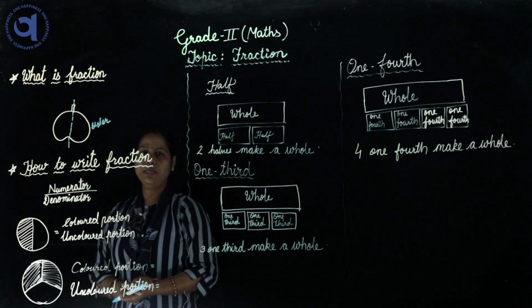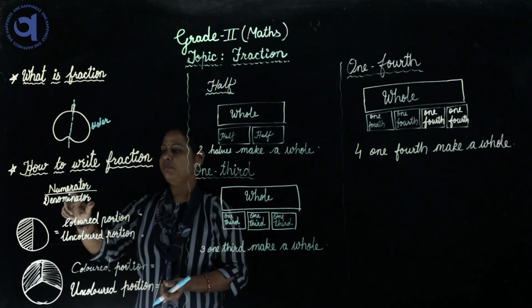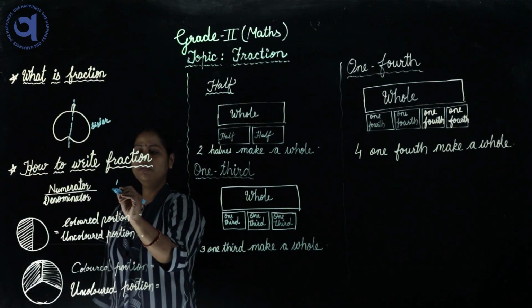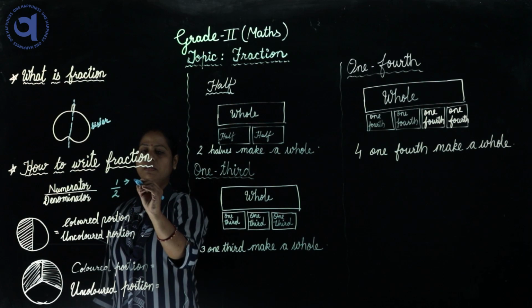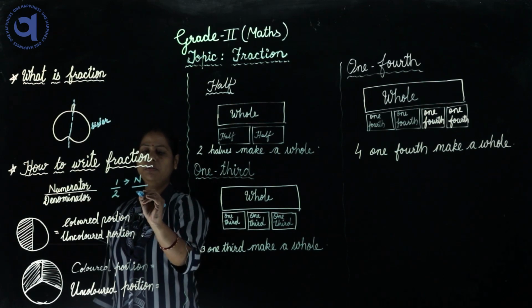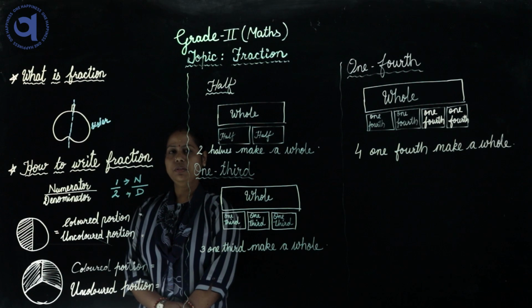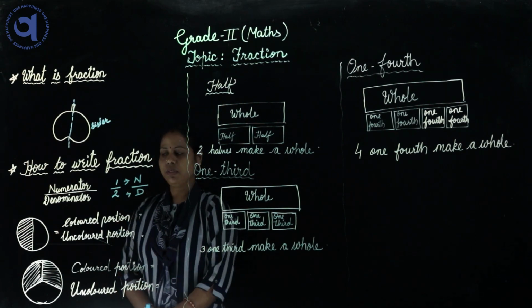Now how to write fraction? Fraction can be written in the form of numerator and denominator. For example, 1 upon 2. So 1 is considered as numerator and 2 is considered as denominator. So 1 upon 2 is a fraction. So 1 is numerator and 2 is your denominator.